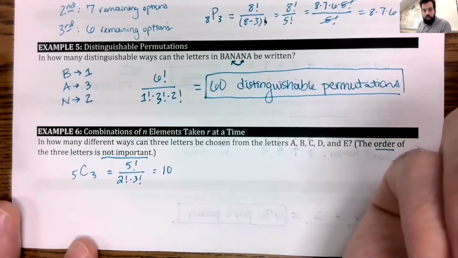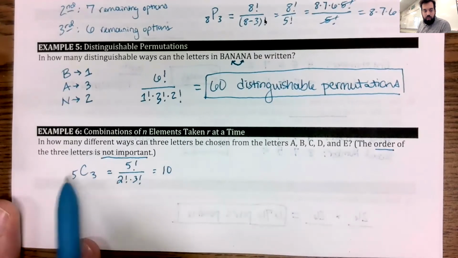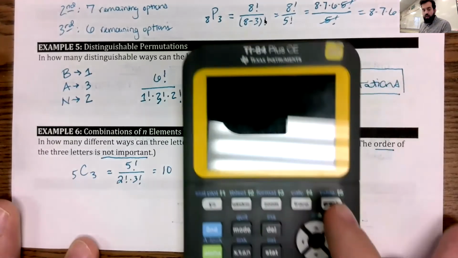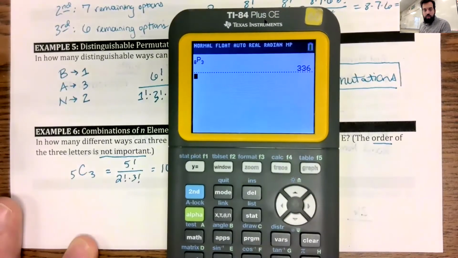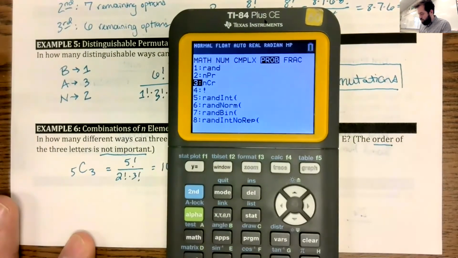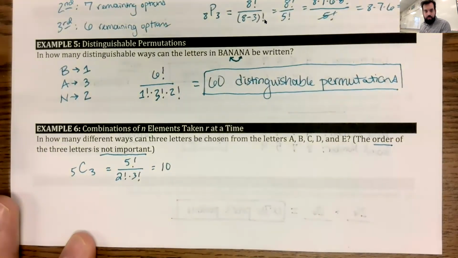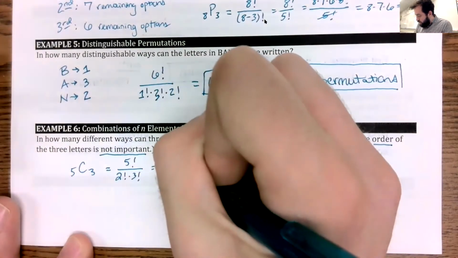Okay, we could type that in. We could calculate this by hand. We could also use the calculator, just like we did in the last one. We could type in a 5, math, probability number 3, and we get 10. Okay, so that's how we do that. So there's 10 different ways.